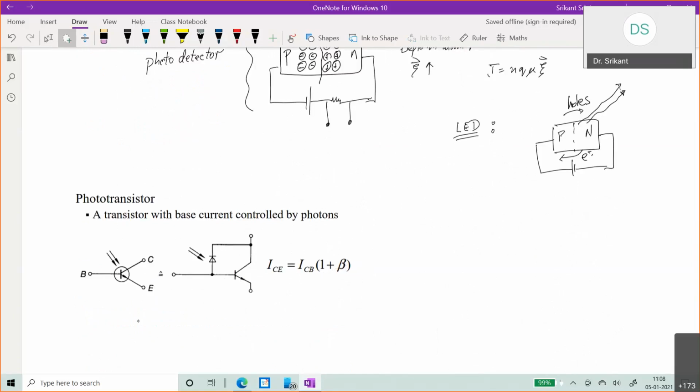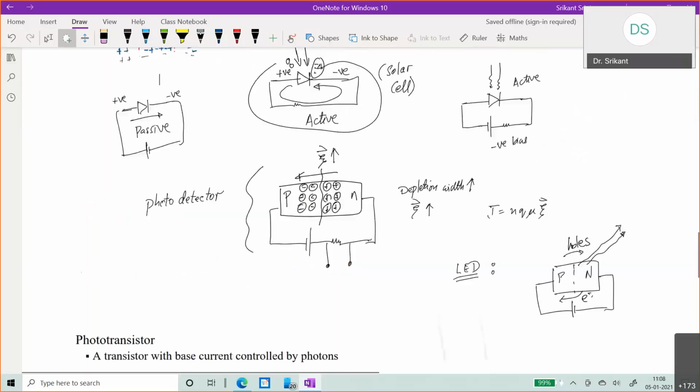So in the case of a photodiode, I had a current which is equal to ICB. In the case of a phototransistor, that current is now amplified by a term 1 plus beta. So in addition to a diode, you have amplification. So these are the basic uses of the semiconductors when you're using them as optical transducers.